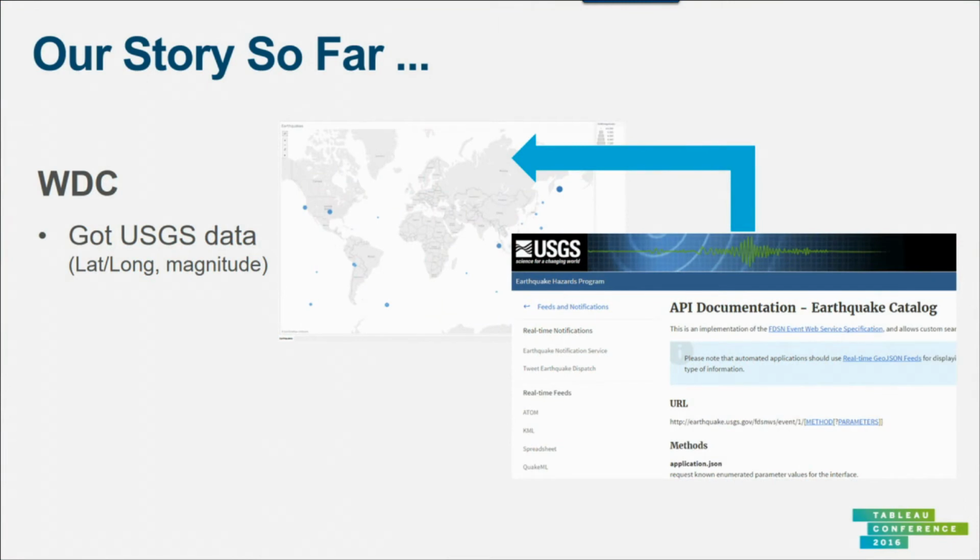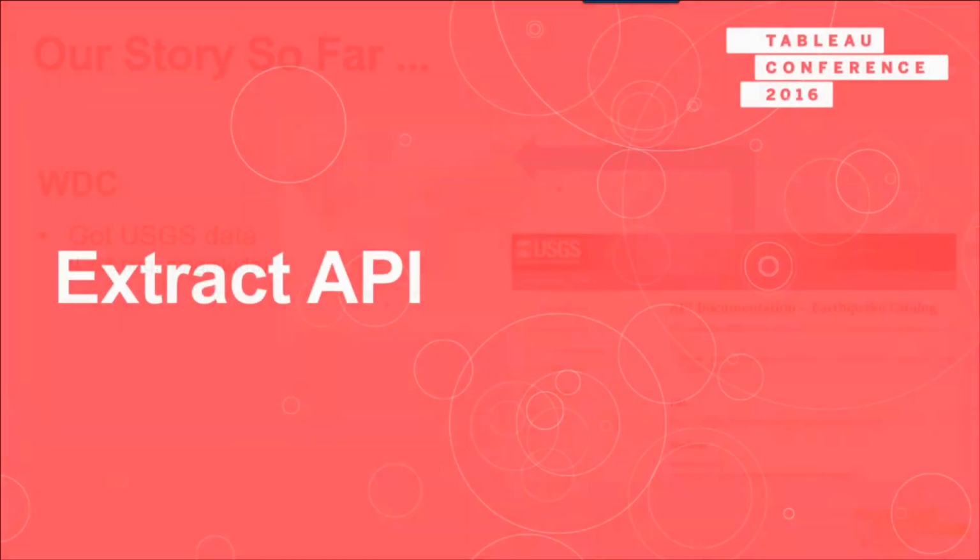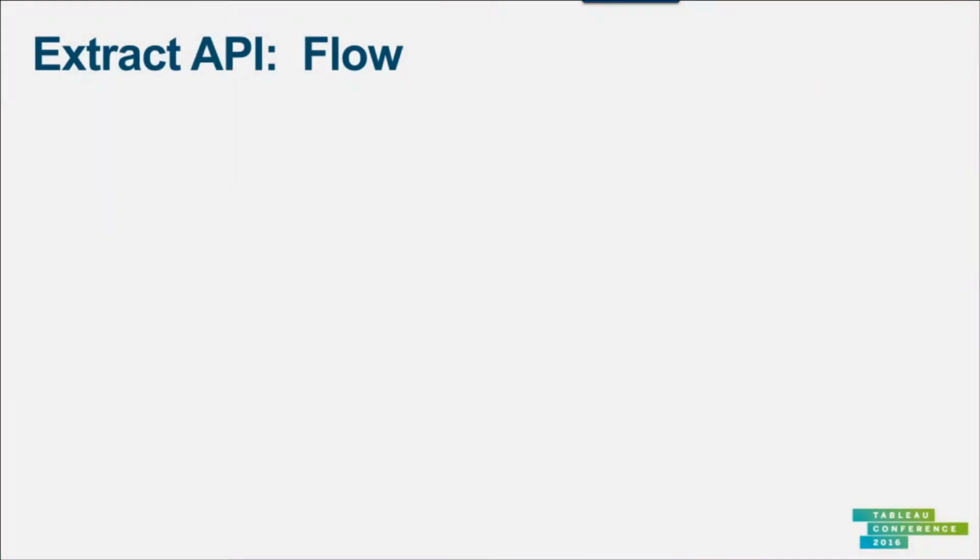OK. So as it turns out, the USGS API that we've connected to only provides the latitude and longitude of the earthquakes. But Mike and I really wanted to know which countries and states were most prone to earthquakes, especially the big ones. And to answer that question, we're going to look at the extract API. So to perform our analysis at the country and state level, that meant that we had to do some reverse geocoding of the latitude and longitudes that the USGS gave us.